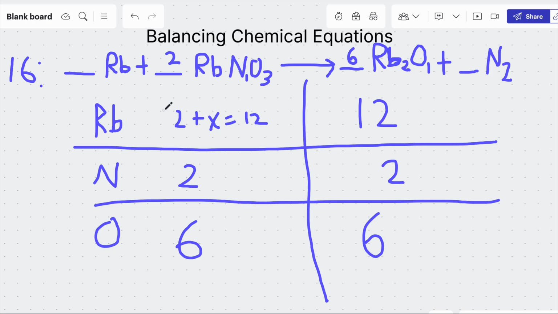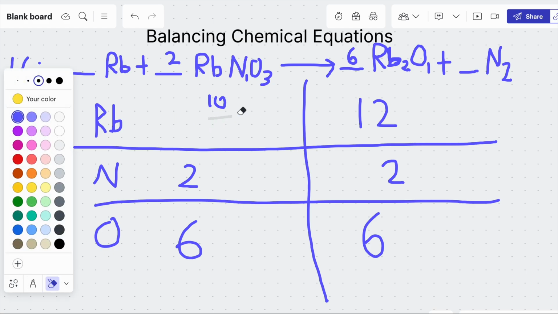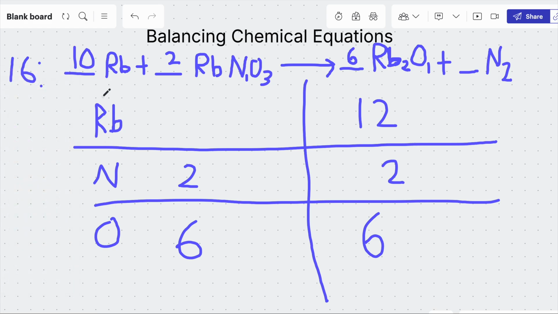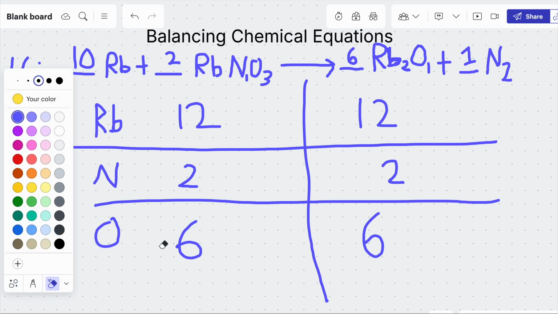In this case, we would need to add 10 more things, 10 more RBs to get to 12. So that means we can just slap 10 in front right there. And then if we recount, we have 10 RBs here, 2 RBs here, so that's 12 total. That is going to be our answer. Put that 1 in the blank there. Yeah, that's 16. Right, next we're going on to 17.